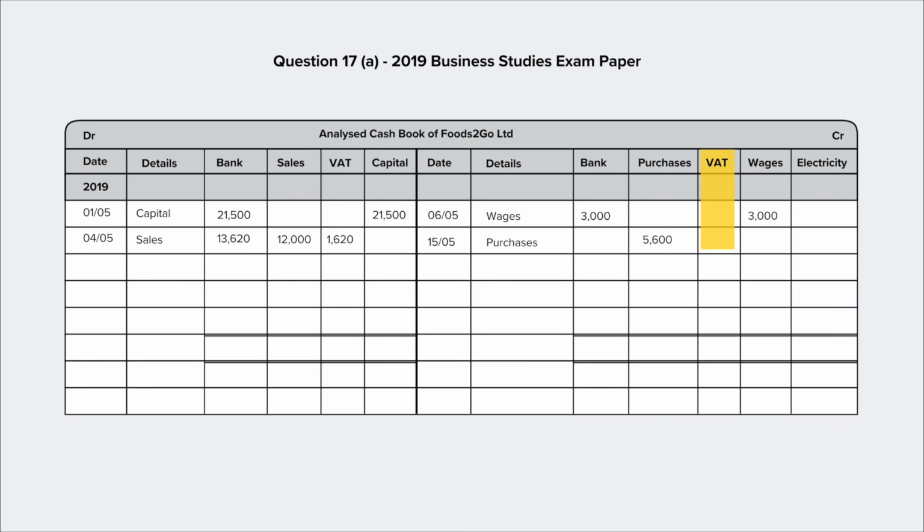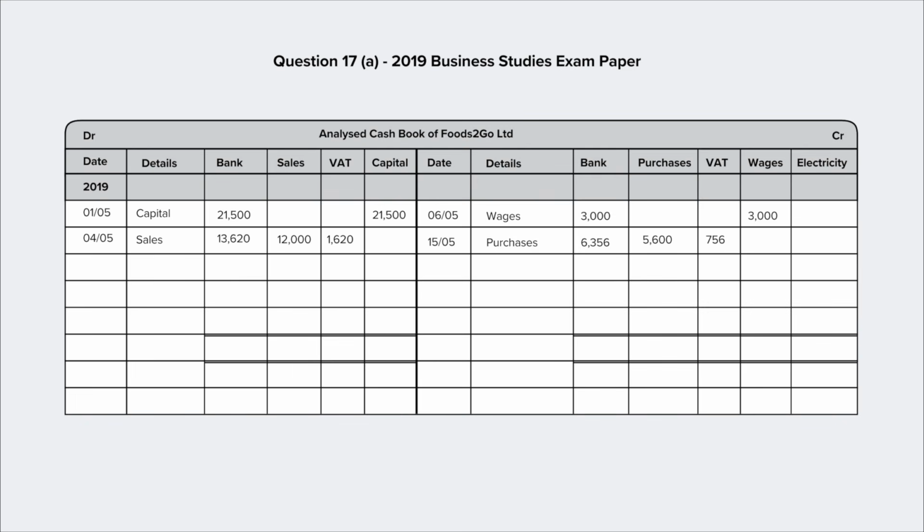So calculate 13.5% of 5,600 euro, which leaves us with 765 euro. We're going to put that into our VAT column. We add these two figures together and put them into the bank column, which is 6,356 euro. This is the total amount we paid for the goods.